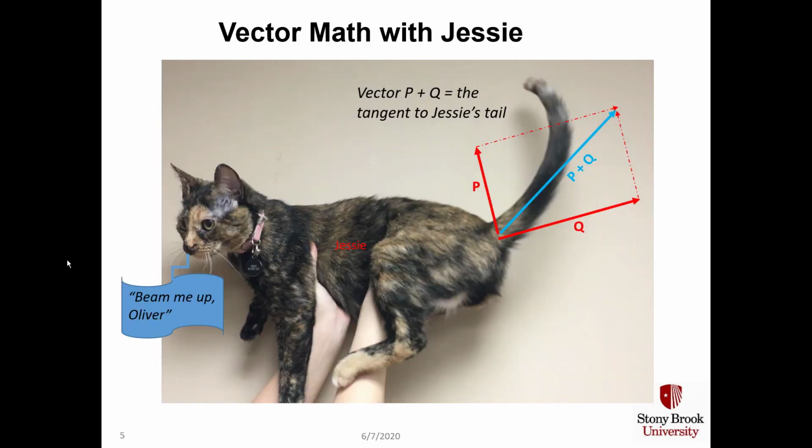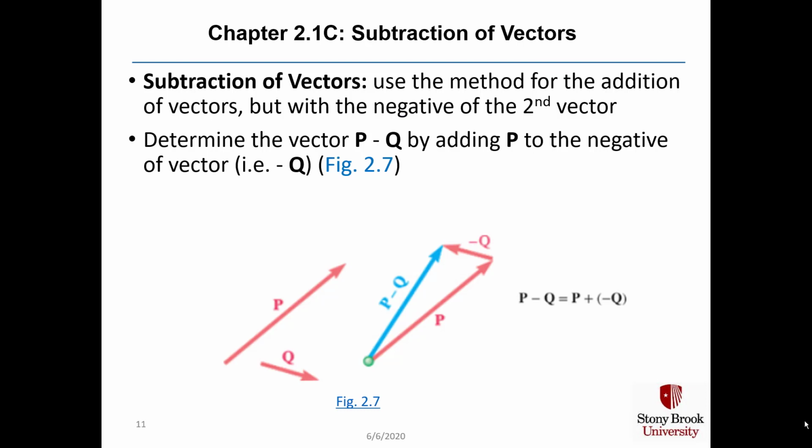Here's another way of looking at vector addition. You can subtract vectors too. You use the method for the addition of vectors, but with the negative of the second vector. And you determine the vector P minus Q by adding P to the negative of vector Q.